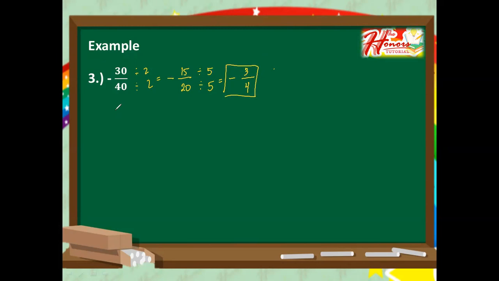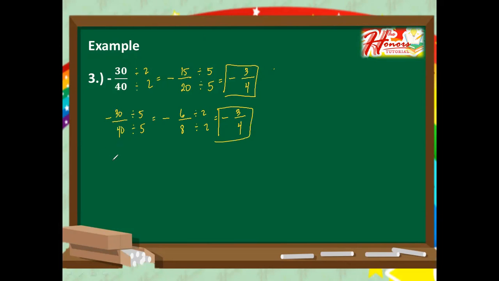I will show you what will happen if we use 5. Let's divide this by 5. Just copy the negative sign. 30 divided by 5, that's 6. 40 divided by 5, that's 8. There's still a number that can divide 6 and 8, and that's 2. And then copy again the negative sign. Don't worry about it. Just copy it. 6 divided by 2, that's 3. 8 divided by 2, that's 4. We reach the final answer.